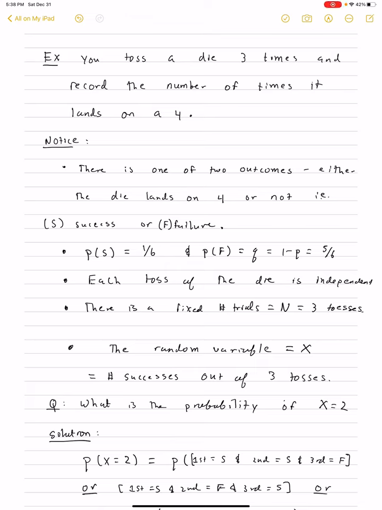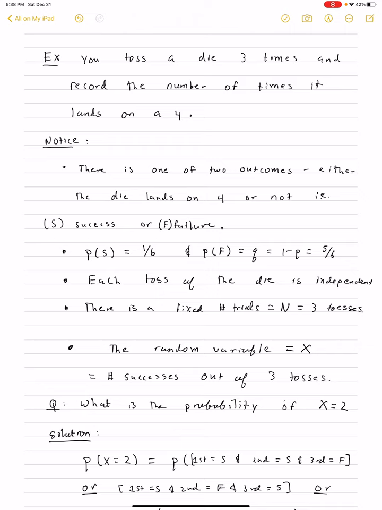Hi, today I want to talk with you about the following scenario or experiment in which you toss a die 3 times and record the number of times it lands on a 4. So there's a few things about this setup that I'd like to talk about. Each trial or toss of the die has one of two outcomes. Either the die lands on a 4 or it doesn't. The more general scenario that describes this is success or failure.